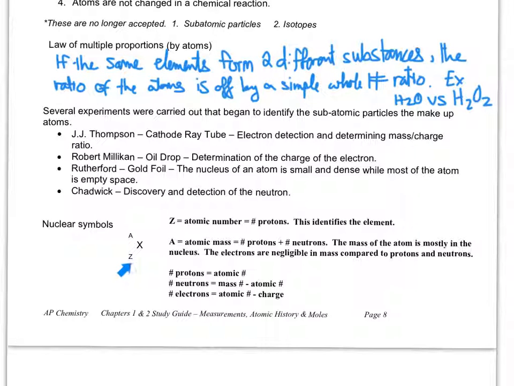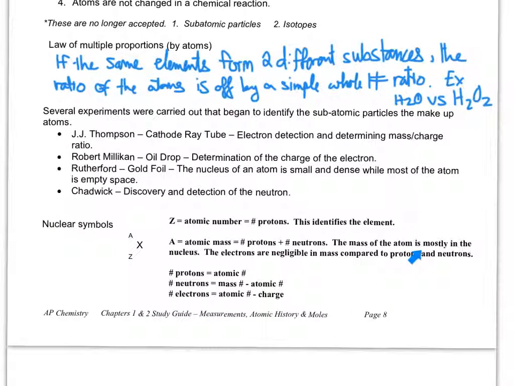The atomic number, Z for short, tells you the number of protons, and that identifies the element. So if you have an atomic number of 6, that means you have 6 protons, and as long as it has 6 protons, it's always going to be carbon, no matter how many electrons or neutrons it has. So the atomic number Z is protons, which tells you what element it is. The mass number, A, so it's called atomic mass or mass number, which goes up here, gives you the number of protons plus the number of neutrons.